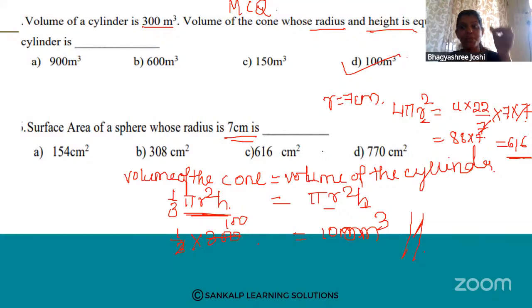That is 616 centimeter square. Why? Because it is surface area. The radius is in centimeter, so the surface area is centimeter square. 616 centimeter square. Next one.